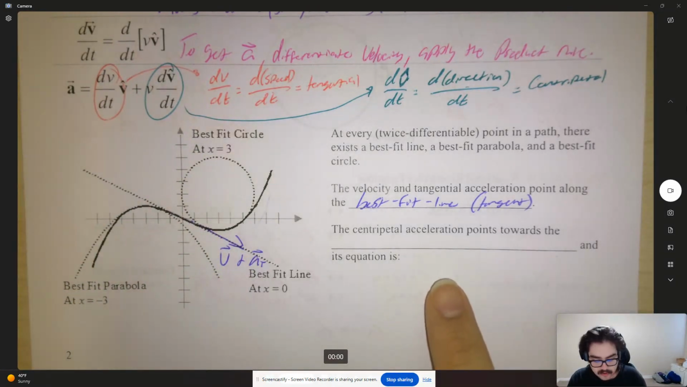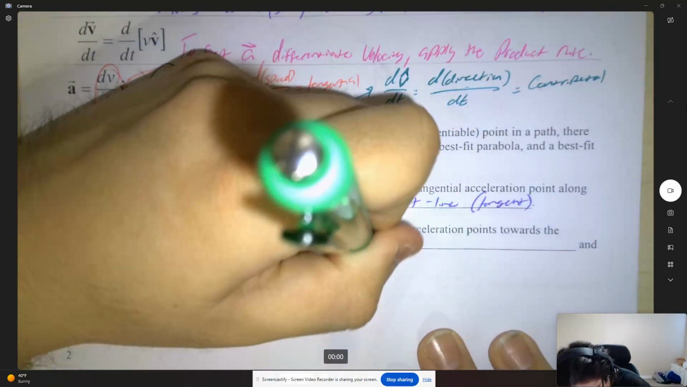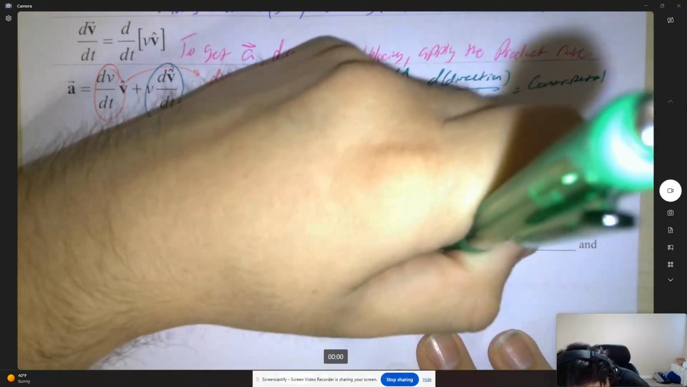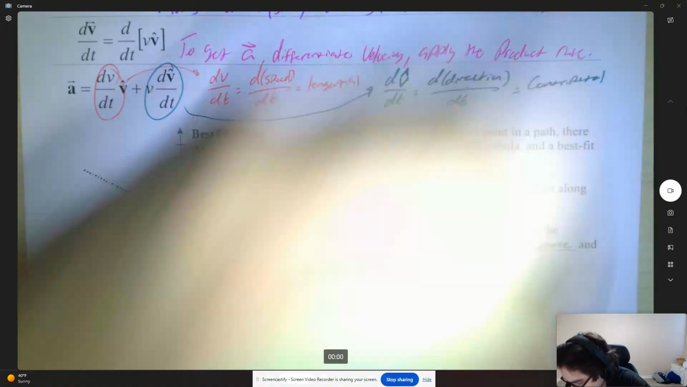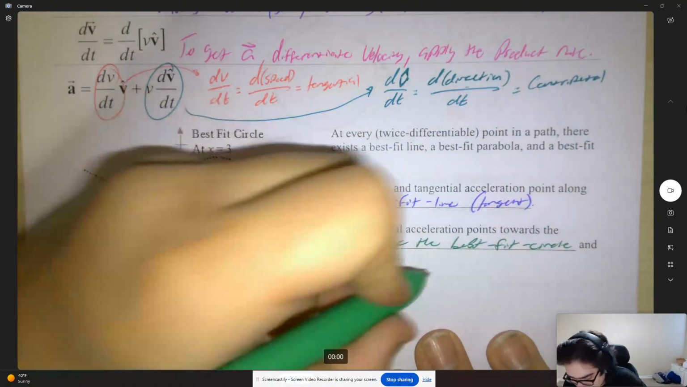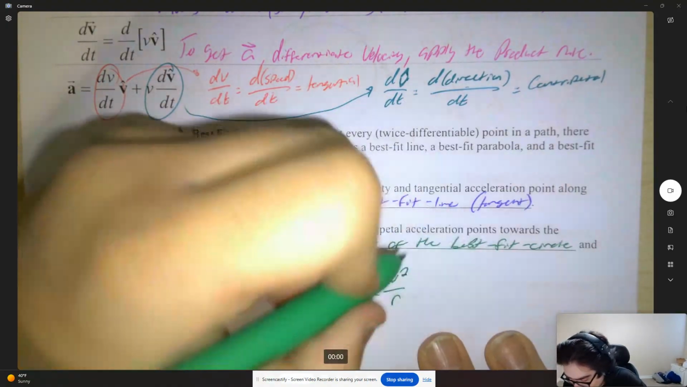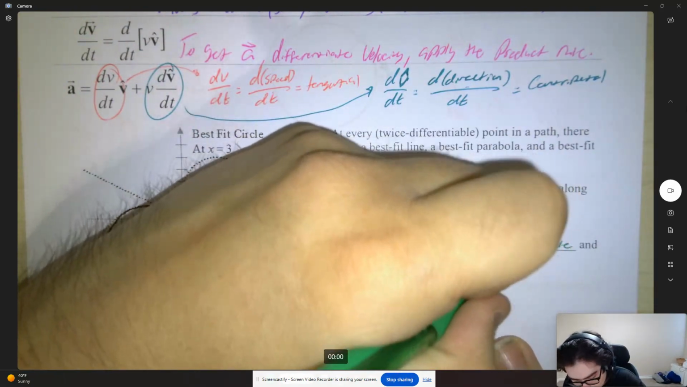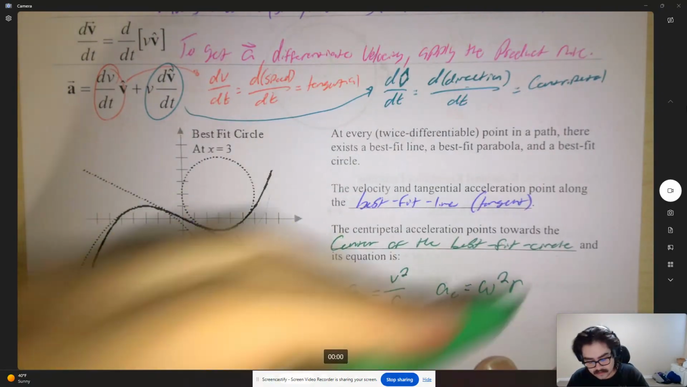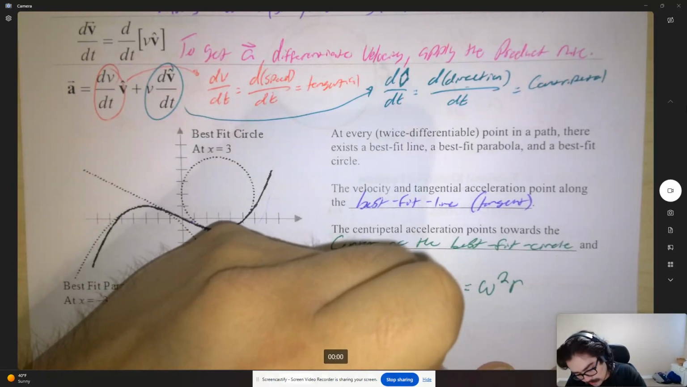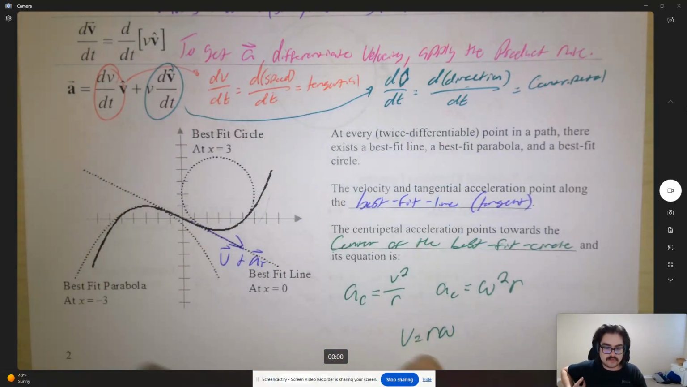The centripetal acceleration points towards the center of the best fit circle, and you should remember that from physics 1. This is v squared over r, and a sub c is equal to omega squared times r. These are both the same thing, and you can derive one from the other just by recognizing that v is equal to r omega. You can plug r omega into there and you'll derive the other version.